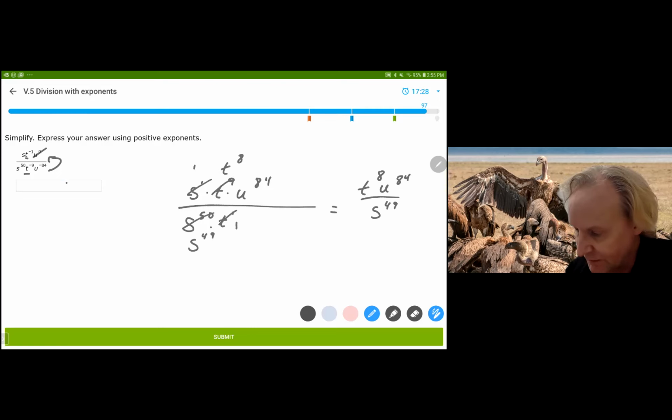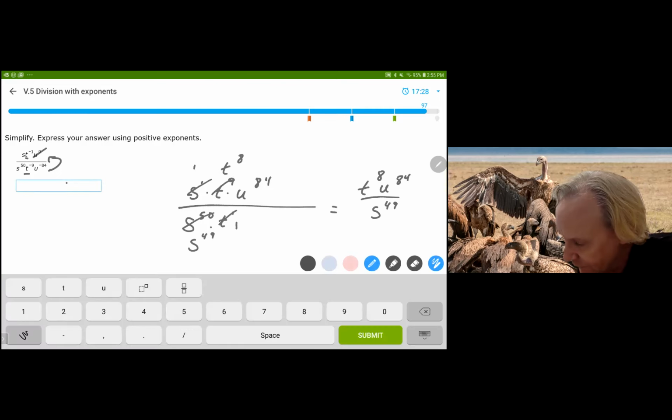I just want to mess with you with big numbers. So we've got a fraction, we've got t raised to the 8th, and then I'm going to multiply it. You know what? I'm just going to put it out in front. U raised to the 84th. It didn't seem to mind if I did that before. And I have an s raised to the 49 in the denominator.